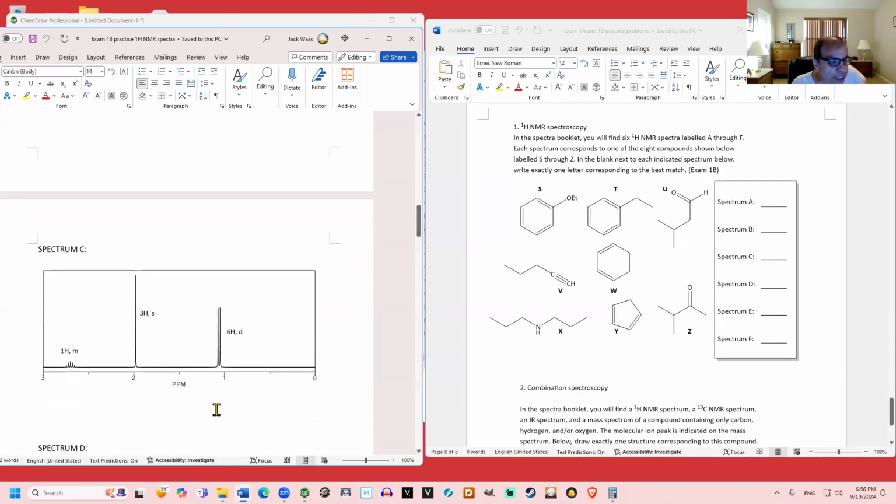Moving on to spectrum C, we have another real common thing that we've run across multiple times before. We've got a 6-proton doublet and a 1-proton multiplet. That means that we've got 2 equivalent methyl groups that have 1H next door to them. And we also can see that 1H over here. That 1H will then have all 6 hydrogens of the 2 methyl groups right next door. So you would expect 6 + 1 = 7 peaks.